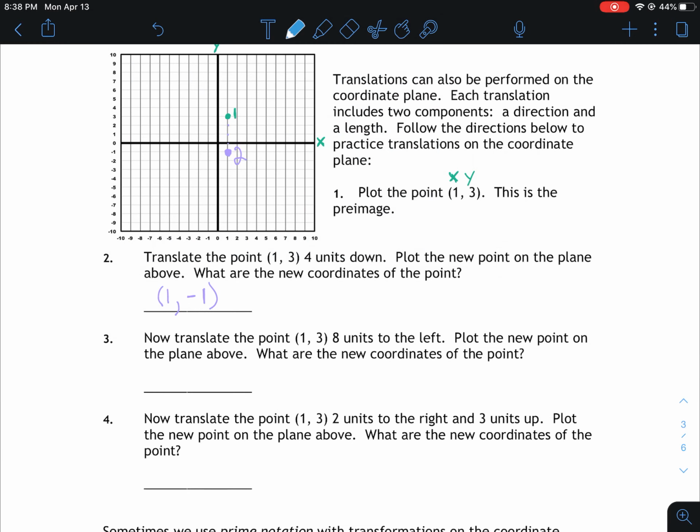Okay. My next point, it says translate the original, the (1, 3), 8 units to the left. Plot the new point on the plane above and state its new coordinate. So if we go from number 1 and we go to the left 8, we go 1, 2, 3, 4, 5, 6, 7, 8. So I'm going to put a point here. I'm going to label that number 3. So in this case, our x value changed to -7, but our y value stayed the same at 3.